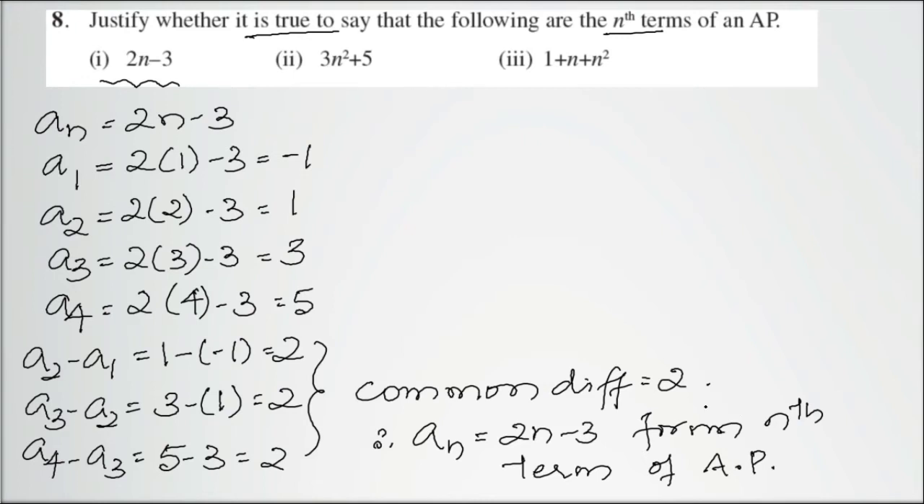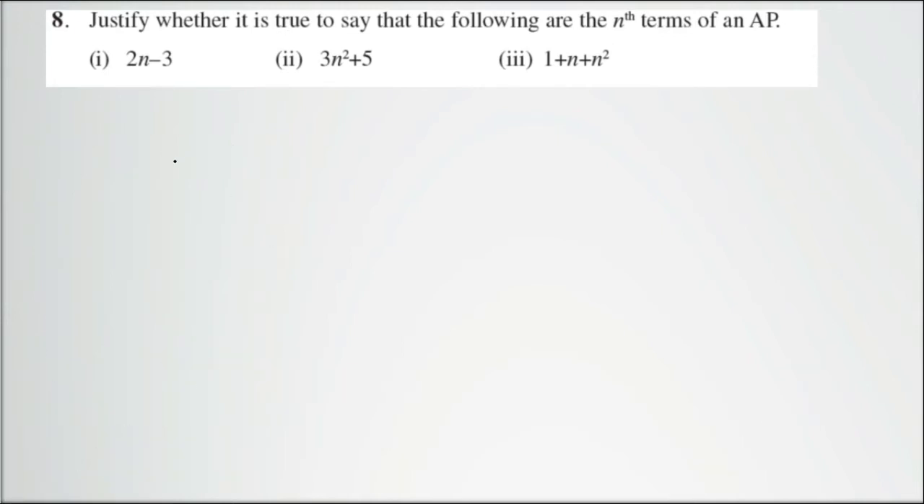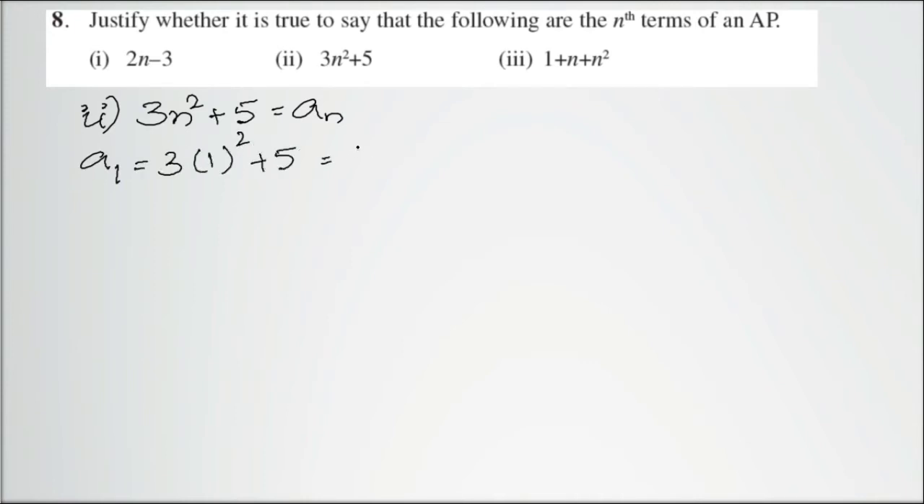Let me consider the second sub. For that, I will write the question again. It is 3n square plus 5. I'll consider this as the nth term. What will be the first term then? I have to replace n with 1. We will be getting 3 plus 5, nothing but 8.